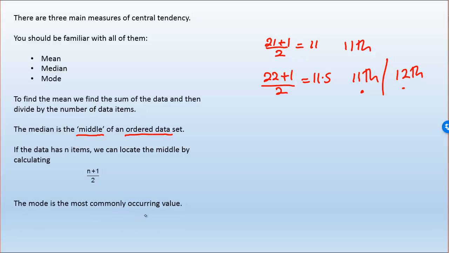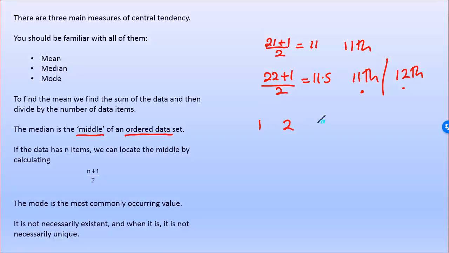The mode is the most commonly occurring value. Remember, mode, most. It is not necessarily existent, and it is not necessarily unique. So, for example, if you just had the data set 1, 2, 3, 4, 5, 6, you might argue here that there is no mode. We just have one piece of each data.